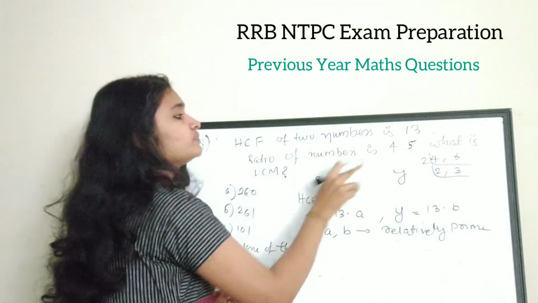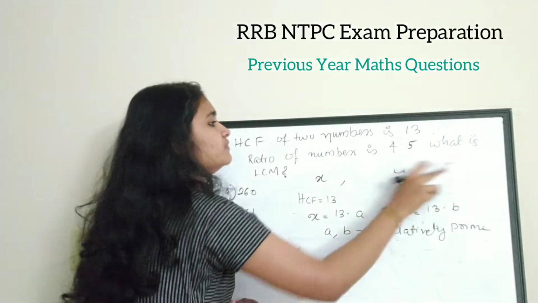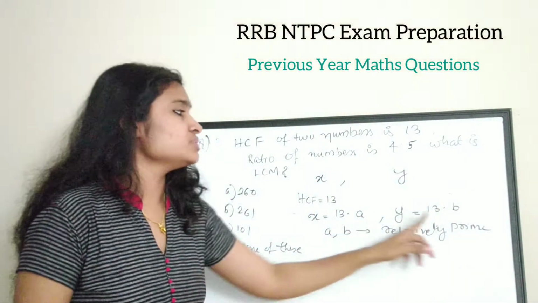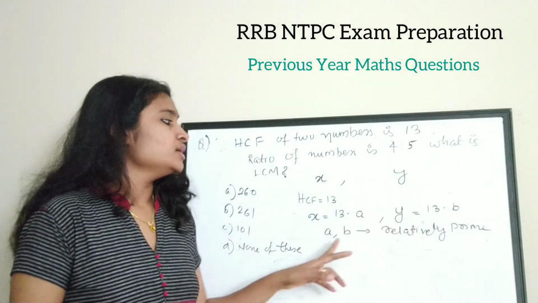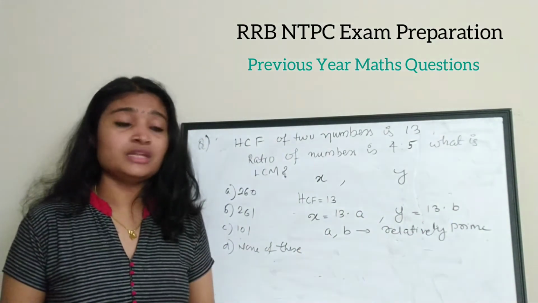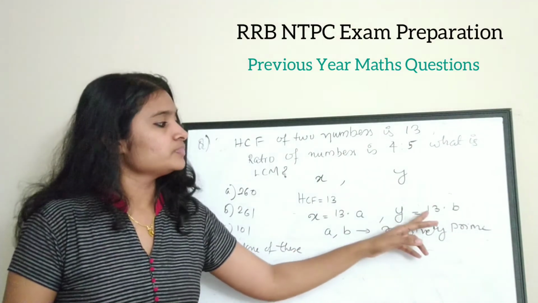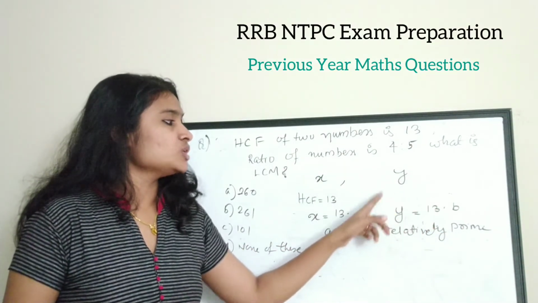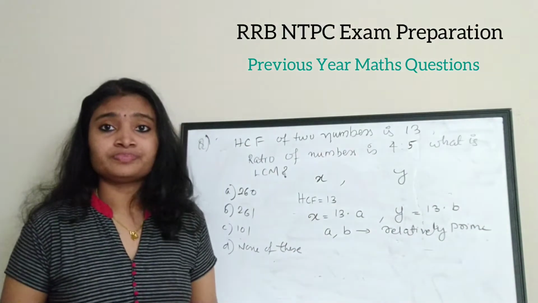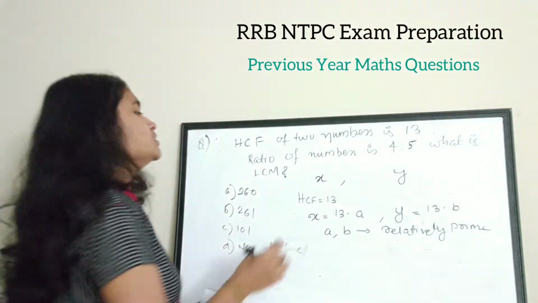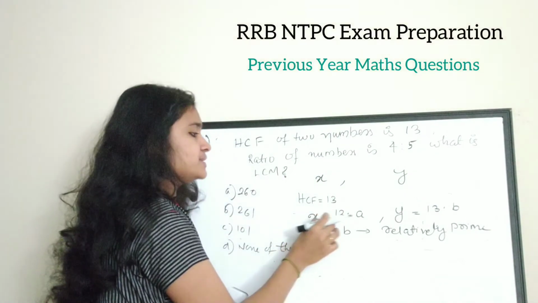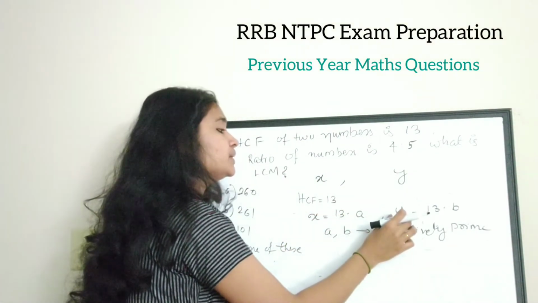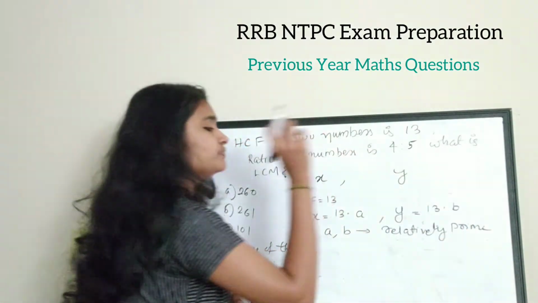So for this conclusion, we are just taking two numbers A and B, which are relatively prime, and if you multiply the HCF with both this A and B, you will get your original numbers. Okay, so that is the principle here. So I'm going to take my number X as 13A, and I'm going to take my number Y as 13B.